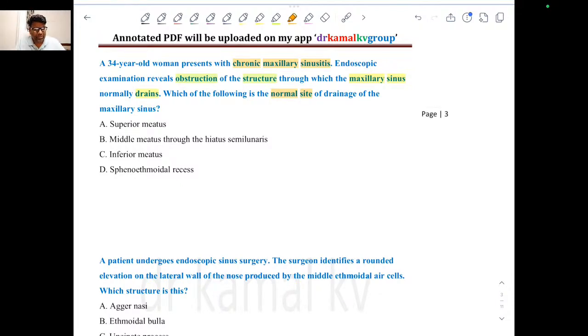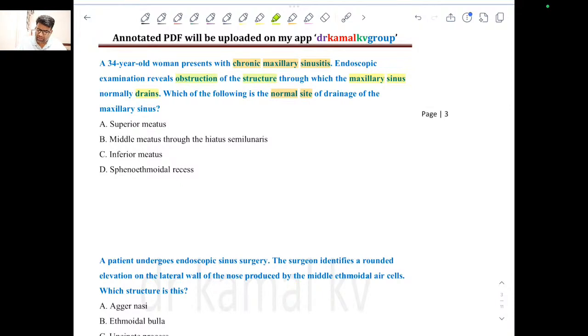So we have already discussed the opening or the site of drainage of maxillary sinus. Yes, anyone would like to answer this? This is an FMG question and very easy. I think everyone can answer this.